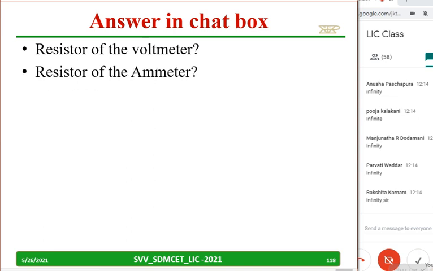Next question, I think you people can expect. What is the resistance of the ammeter? Ammeter should be how much? 0. It is better to type only O or 0, it will be fast. Aditi, Vinay Kumar, Shreya, Abhinandan, Anusha. Most of the students are typing it is 0, sir, ideally speaking.